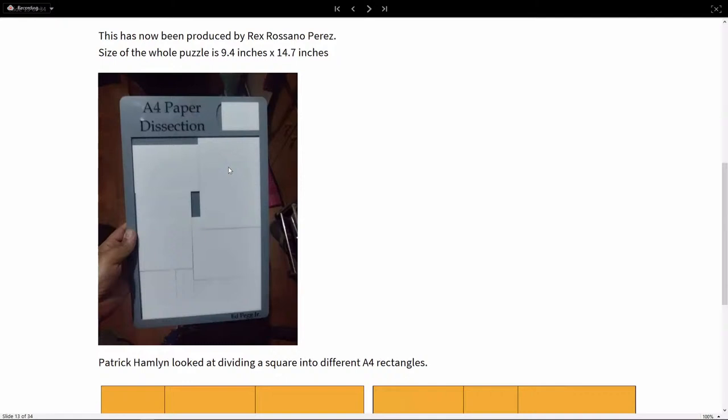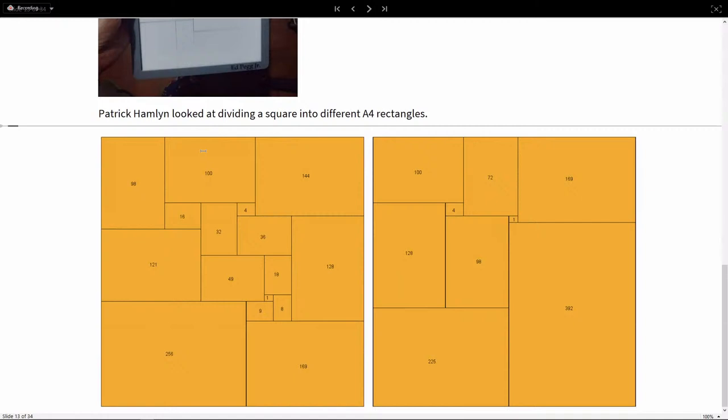Patrick Hamlin wanted to see what the best approximation you could get to a square using A4 rectangles. And here are his best two results. It turns out that it's impossible to divide a square into A4 rectangles, but you can get very, very close. These two approximations are within 3 decimal places and 5 decimal places.